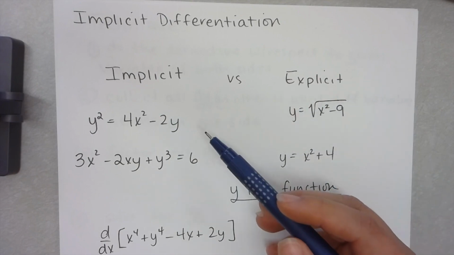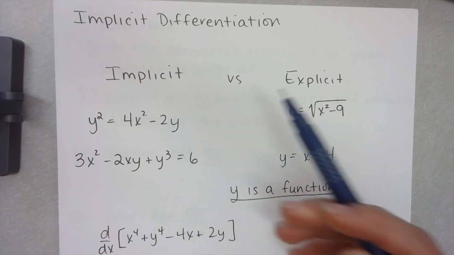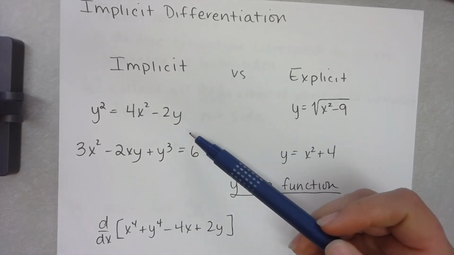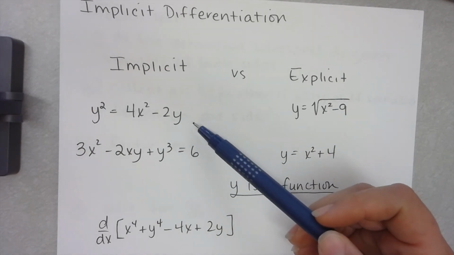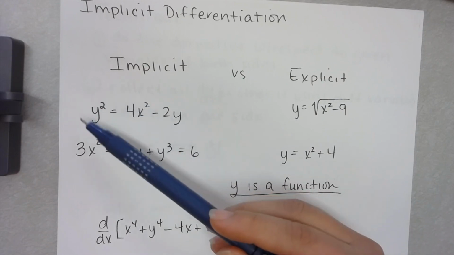Now, implicit differentiation actually allows us to differentiate things that aren't functions. They don't have to be a function for us to find the instantaneous rate of change somewhere. We can still use a process called implicit differentiation, and we use it when we have equations that aren't explicitly solved for y.